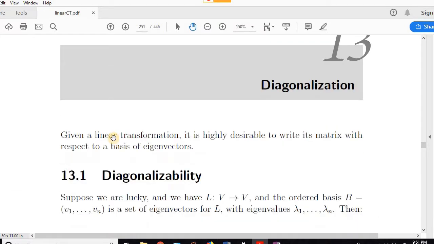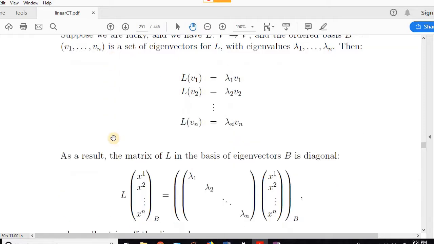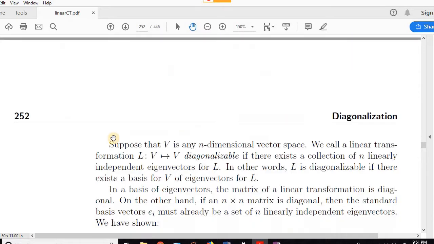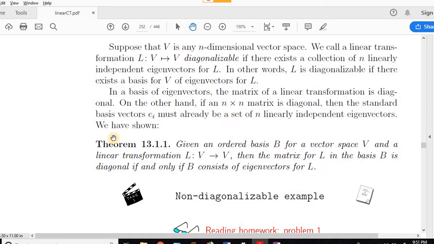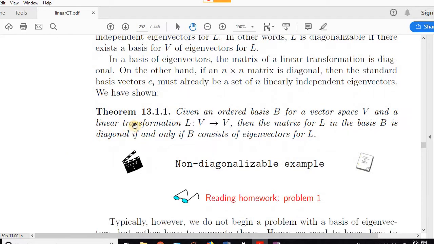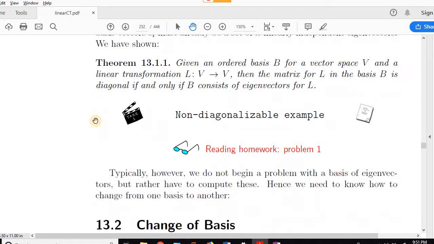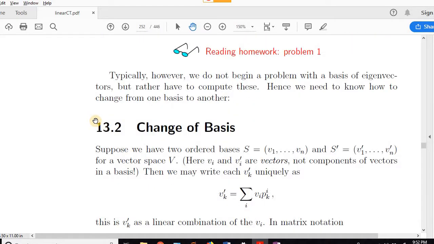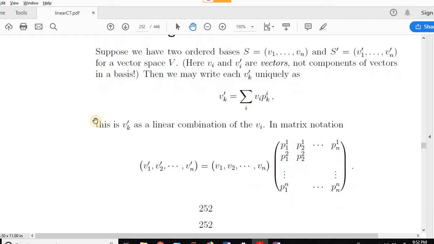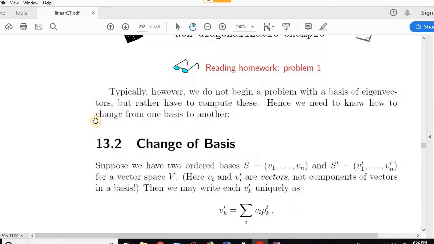Diagonalization. All right, so here is what he really gets into, that diagonalized thing. So this is saying what I said before. So yeah, this will be good. So I'll talk a little bit about that.